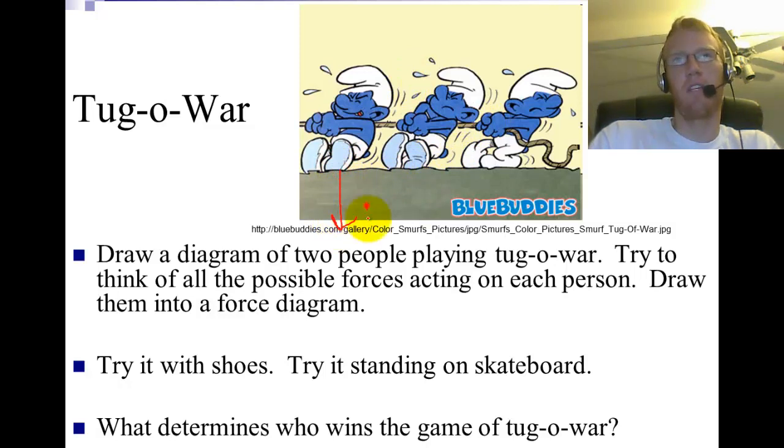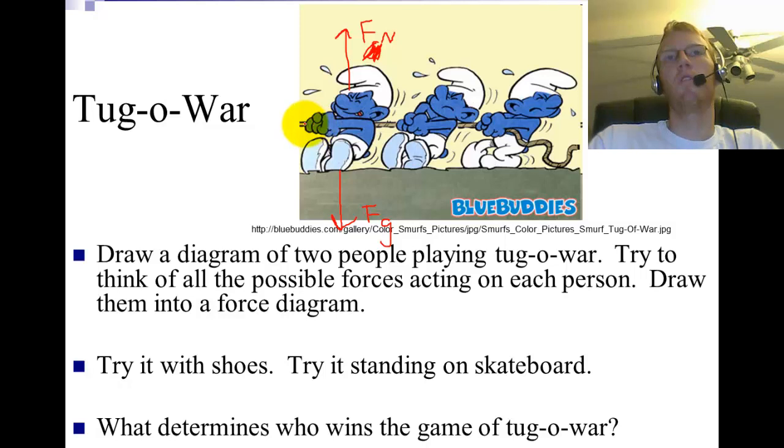You've got the force of gravity downward. You've got the normal force holding him up so he doesn't sink into the ground, obviously. Now, he's pulling on the rope this way. So what is the rope doing to him? The rope is actually pulling him that way, right? Opposite of what he's doing to the rope.